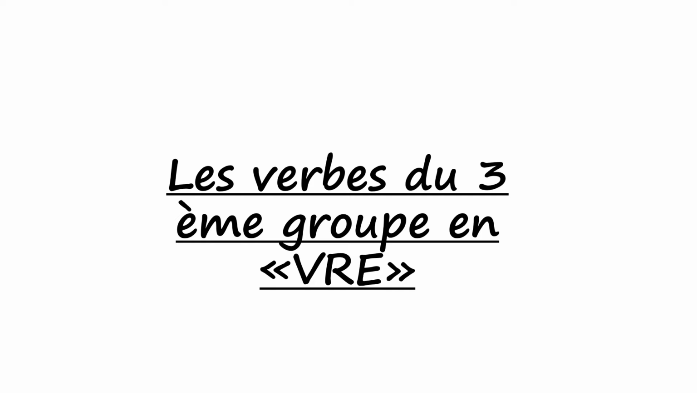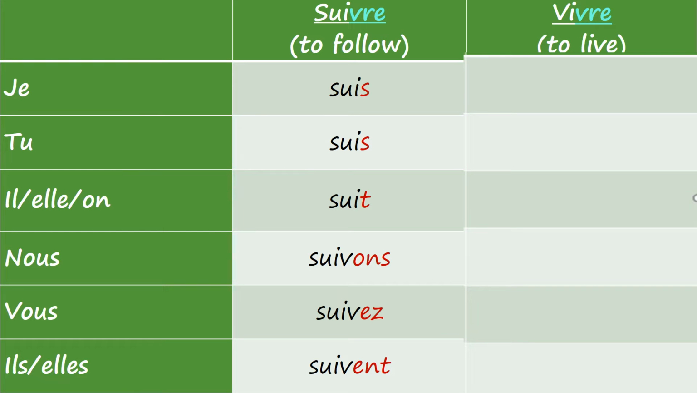The next category is VRE verbs. So we have the verbs suivre and vivre. We remove VRE and we add the endings that I highlighted. And we say je suis, tu suis, il or elle suit, nous suivons, vous suivez, ils or elles suivent.